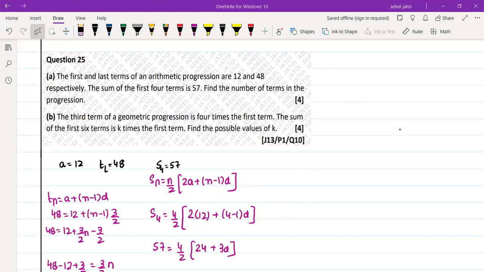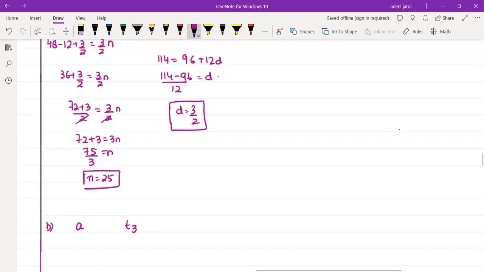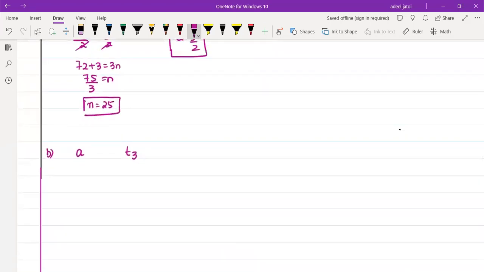Question number 25 from the book, June 2013, paper 1, question 10, part B. The third term of the geometrical progression is 4 times the first term. So if the first term is a, the third term, it clearly says, is 4 times the first term. So the third term of the geometrical progression is ar squared. So ar squared is basically 4 times the first term, 4a.